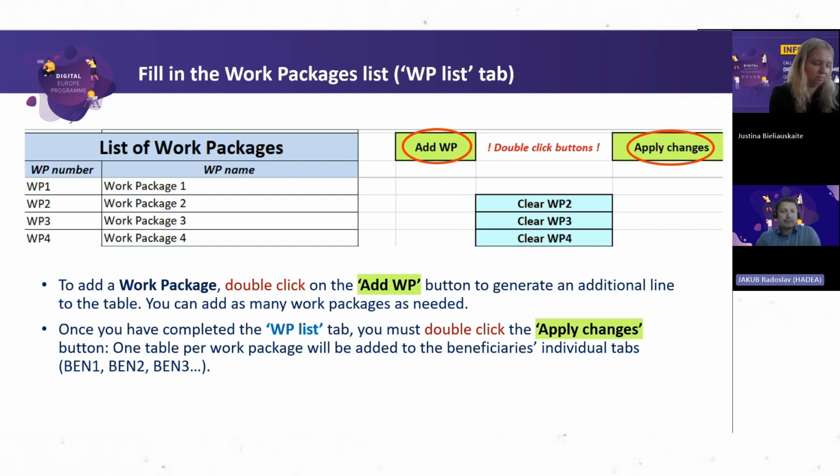So the process is the same. For each beneficiary tab that was already generated, the list of all work packages will also be generated. You still work in the Microsoft Excel detailed budget table, in the format that enables the macros to work. We can go to the next slide.